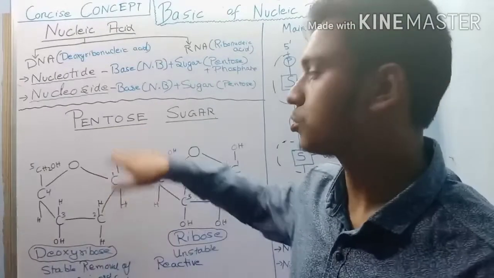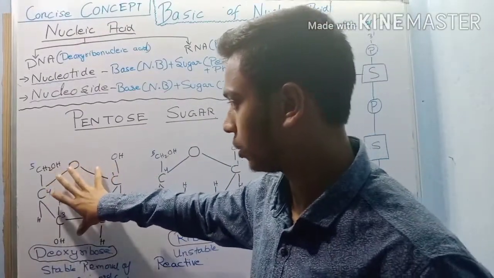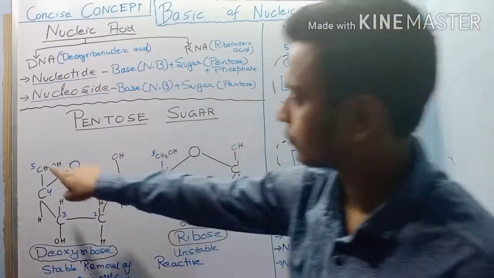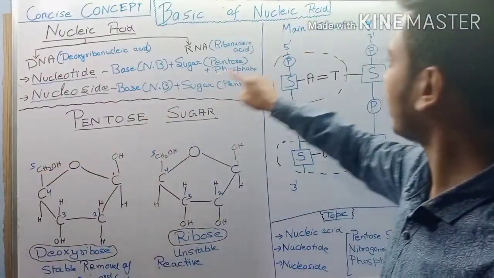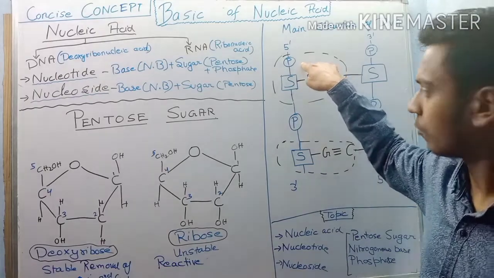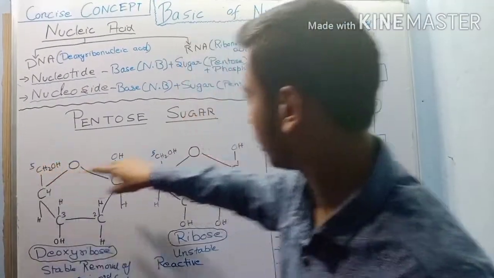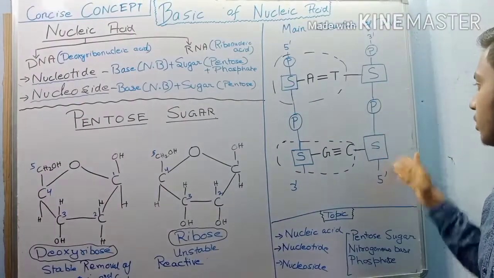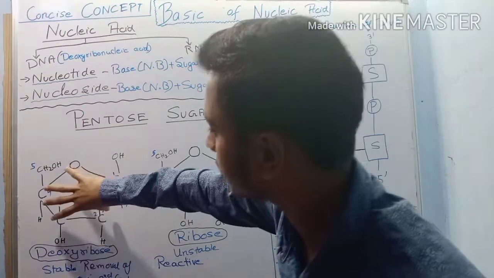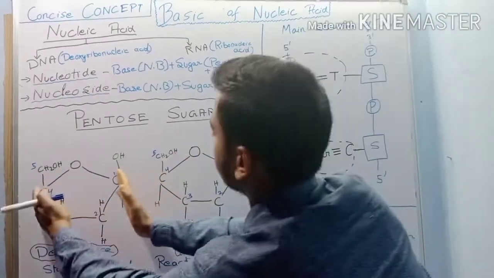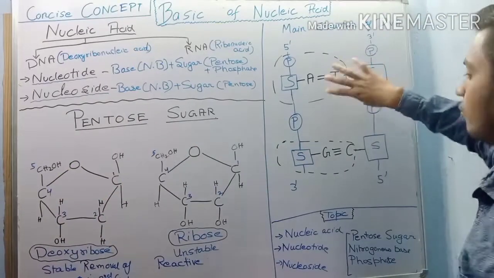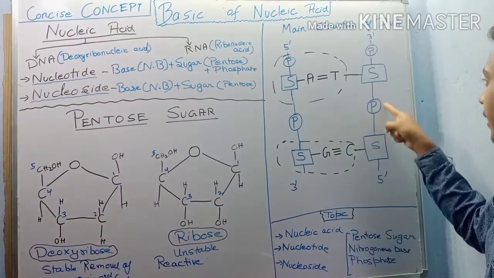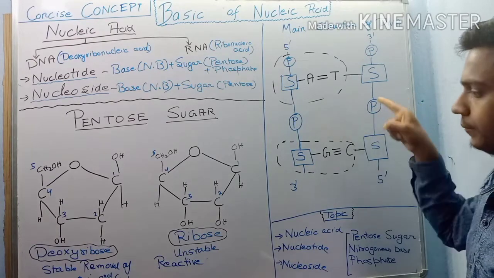You have seen pentose sugar. This pentose sugar is present here, in which the fifth carbon atom is attached to the phosphate. This is 5' to 3'. But as we go to this structure here, it is 3' to 5'. It means when this sugar is attached here, it is not attached like this, it is inverted. When it is inverted, the 5 carbon atom will attach with the phosphate here.